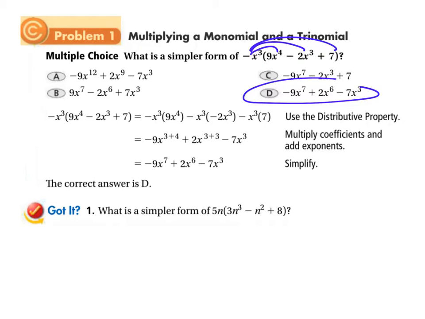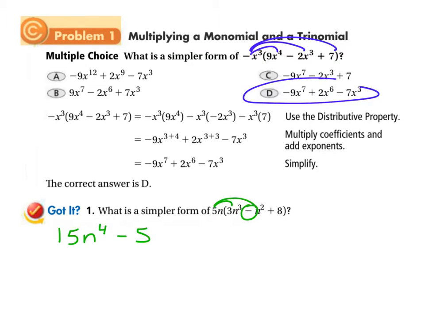Okay, so all I'm going to do is do it like this. 5n times 3n cubed. Well, what is 5 times 3? 5 times 3 is 15. And what is n times n cubed? It is n to the fourth. Now I'm going to do this right here. What is 5 times negative? Really, it says negative 1 there. Okay, 5 times negative 1, negative 5.